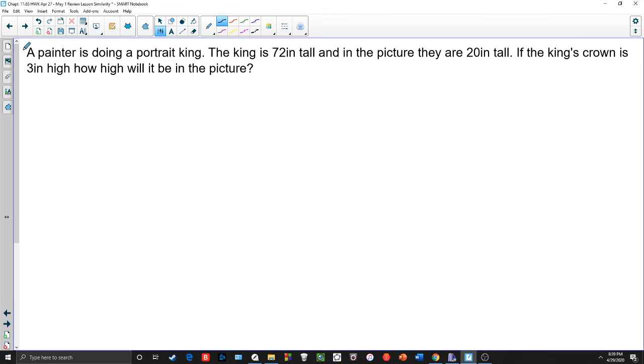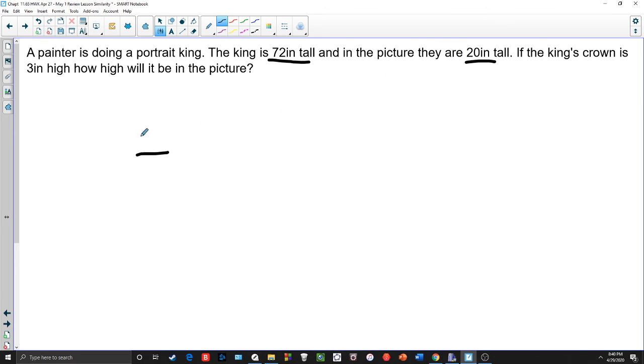And the last one here is just a review of the word problems. So a painter is doing a portrait of a king. The king is 72 inches tall. In the picture, they're going to be 20 inches tall. If the king's crown is 3 inches high, how high should it be in the picture? Well, just like before, we need a scale factor to start with, except that they don't give us the scale factor, at least not in a picture. But they say that the king is 72 inches tall in actuality, and in the picture he's only 20 inches tall.